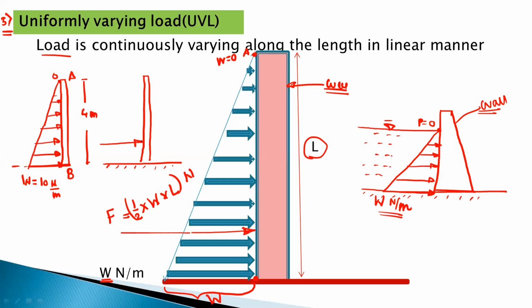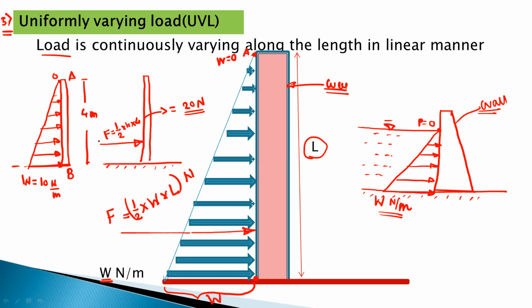So this is the point load because of the UVL. F is equal to, using the formula of a triangle, 1 by 2 into height, which is 10, into the length of that triangle, which is 4 meter. So this value is equal to 20 Newton. Okay. So this is the conversion of UVL into a point load.